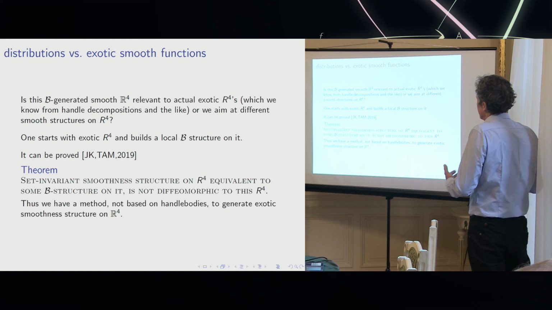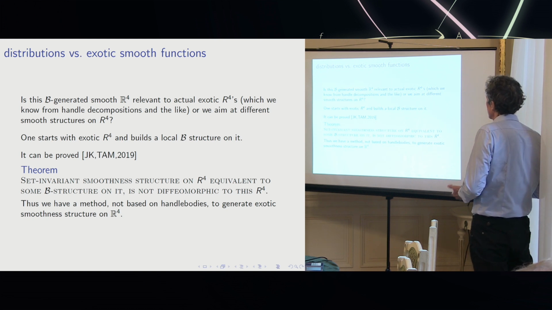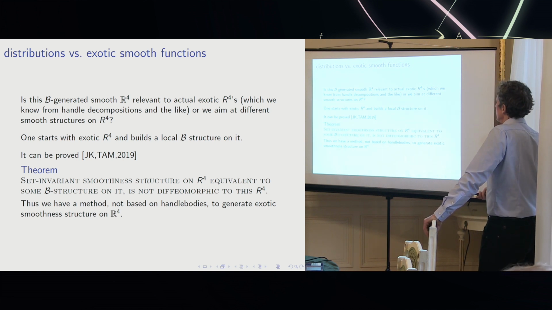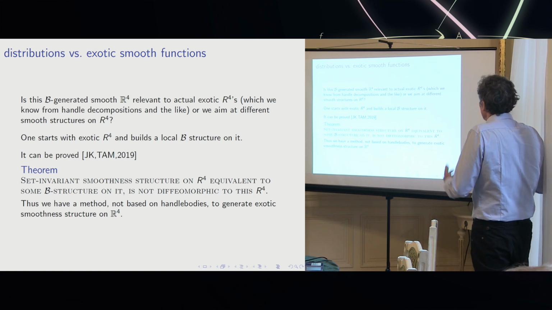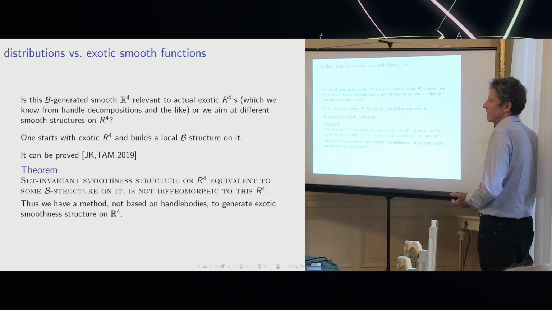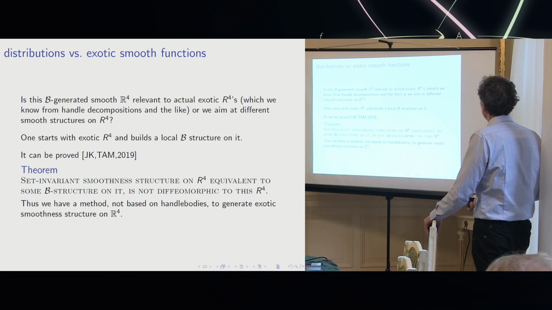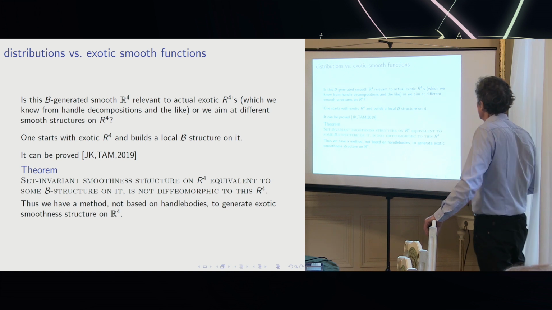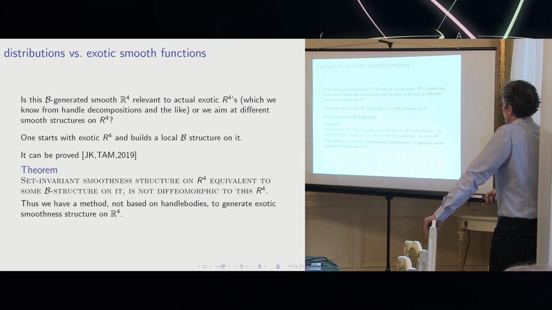So this is of course just an observation which motivates us to go further and to ask the question whether this B-generated smooth R4 is relevant to actual exotic R4 which we know from differential geometry, and especially which we know from handle decomposition manipulation, which are very involved. Or maybe we are aiming at a completely different smooth structure on R4. Okay, I will say something about this different smooth structure on R4 maybe later.